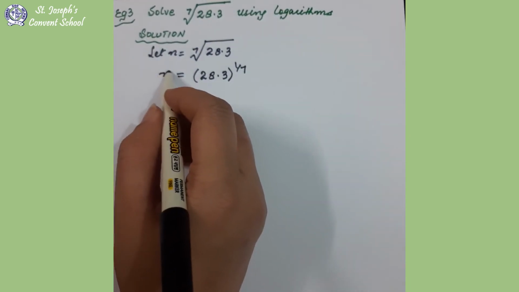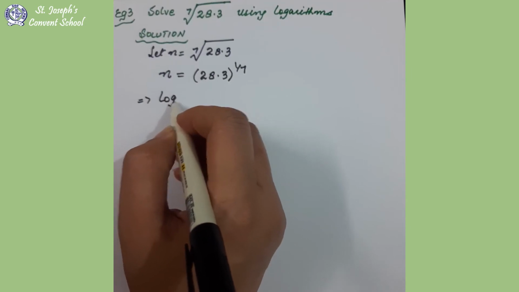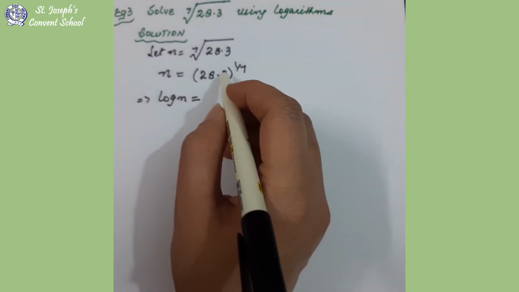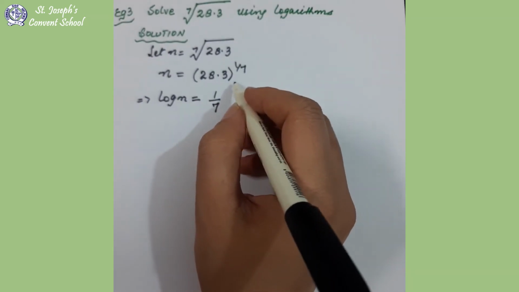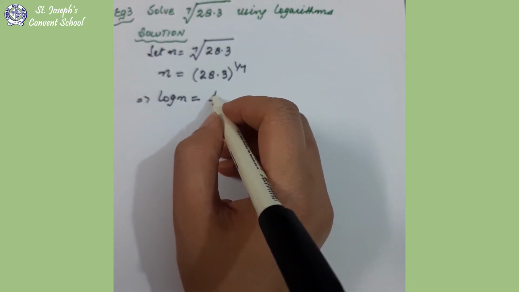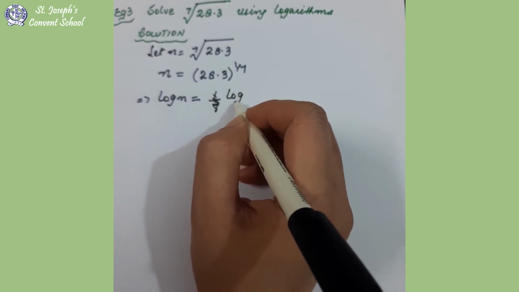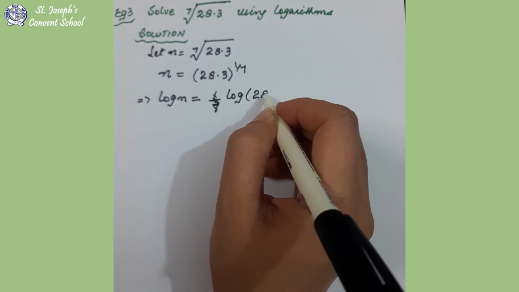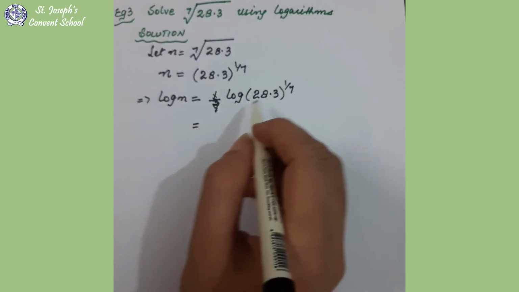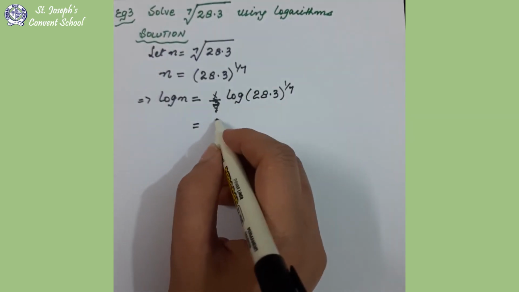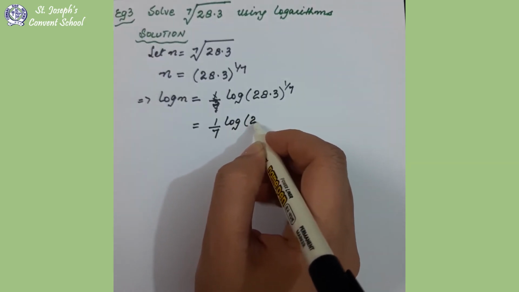Okay, this is n. Now take log on both sides, so this will become log n equals to power, always write before log, 1 upon 7. Wait, first let me write the log 28.3 power 1 upon 7. Now in this step we will write 1 upon 7 before log, 1 upon 7 log 28.3.